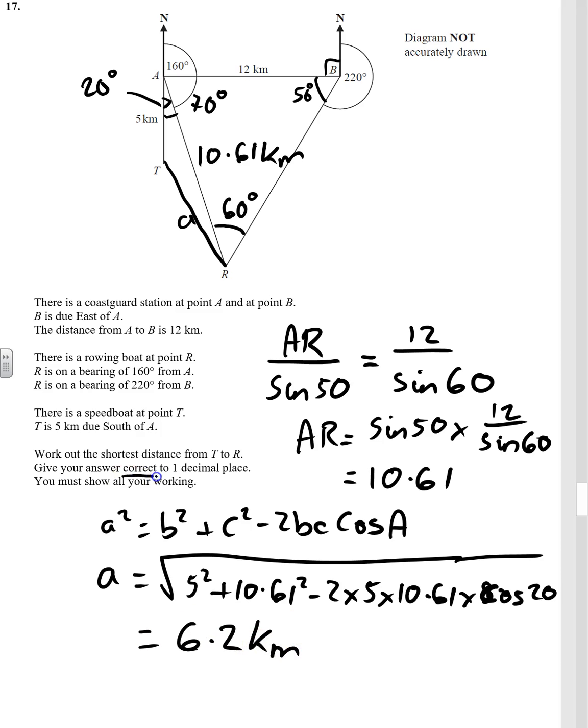We need to do it to one decimal place. So we've used the sine rule to help us get that, then we've used the cosine rule to enable us to get the last bit. I just started off by putting on some values and working around the problem.